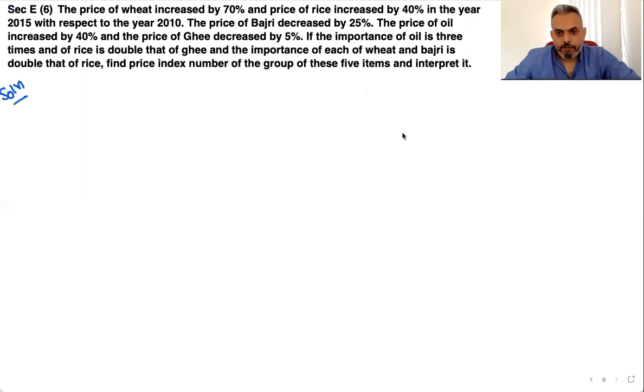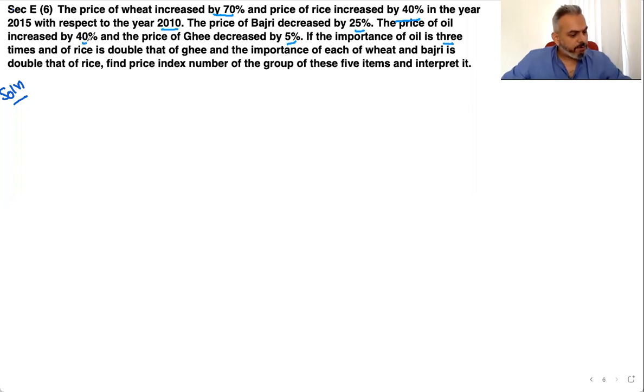The prices of wheat increased by 70%, rice increased by 40% in the year 2015 with respect to year 2010. The price of bajri decreased by 25%, price of oil increased by 40%, and the price of ghee decreased by 5%.